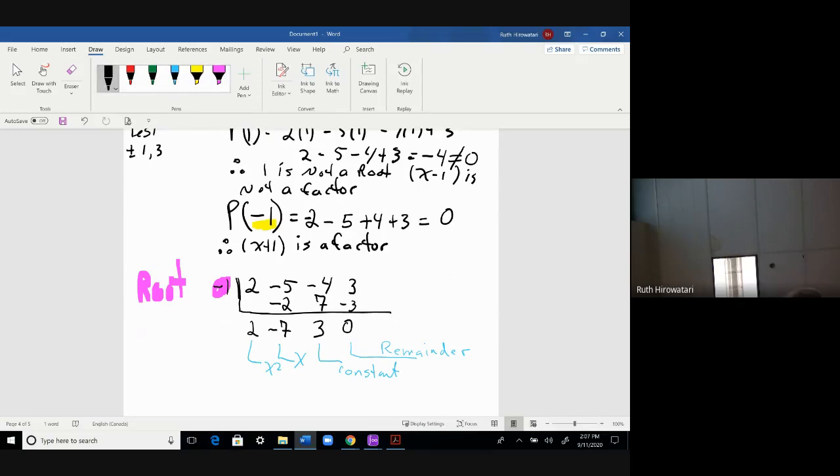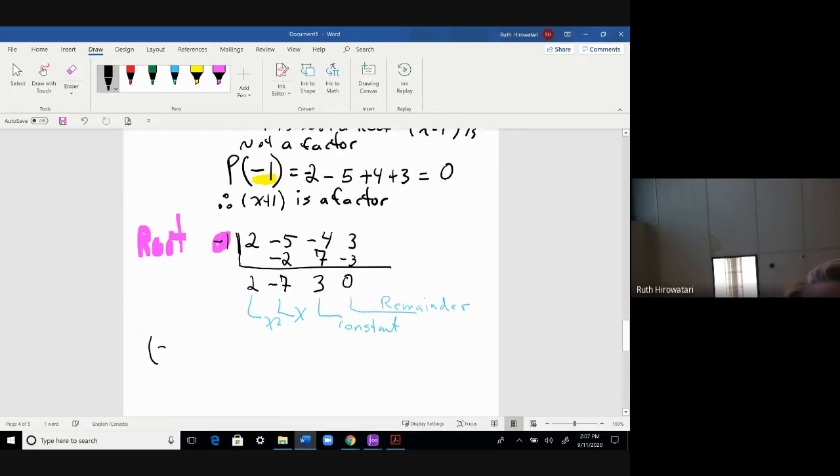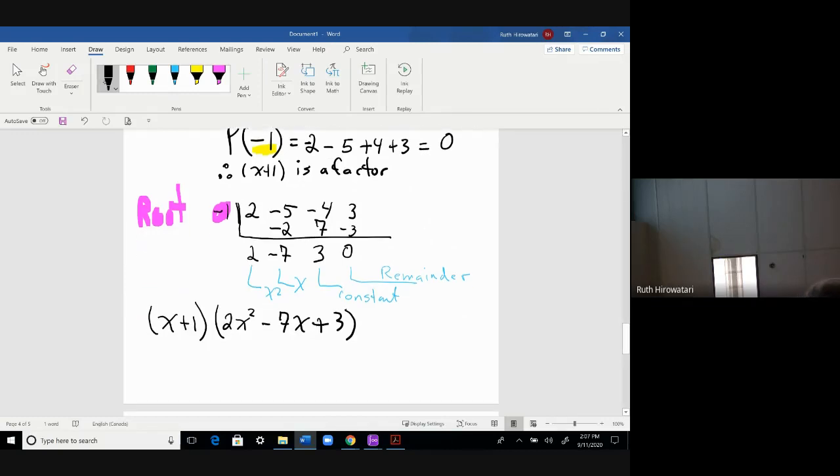Okay, how do we interpret this? Well, we say if -1 is the root, x plus 1 is the factor. The other factor is 2x squared minus 7x plus 3. And you're not done, because now you have to factor that last term. So we've got x plus 1 times... and I'm going to do some funky factoring here. I'm looking at this 2 and this 3. 2 times 3 gives me 6. What multiplies to 6 and adds, oh my gosh, why can't I do this? And adds to -7.